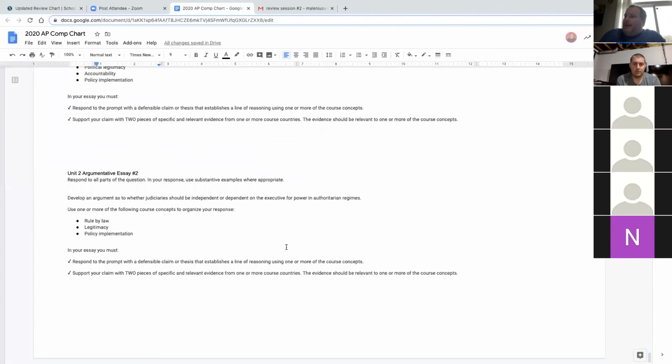Unit 2, argumentative essay number 2. This is the second one I found here, where you have to, again, develop an argument as to whether the judiciary should be independent or dependent on the executive branch for power in authoritarian regimes. And then you have to tie it in with rule by law, legitimacy, and policy implementation. Again, all you got to do is give a thesis and then provide two arguments. Okay? Does anyone have any questions that I could possibly help you guys with here?